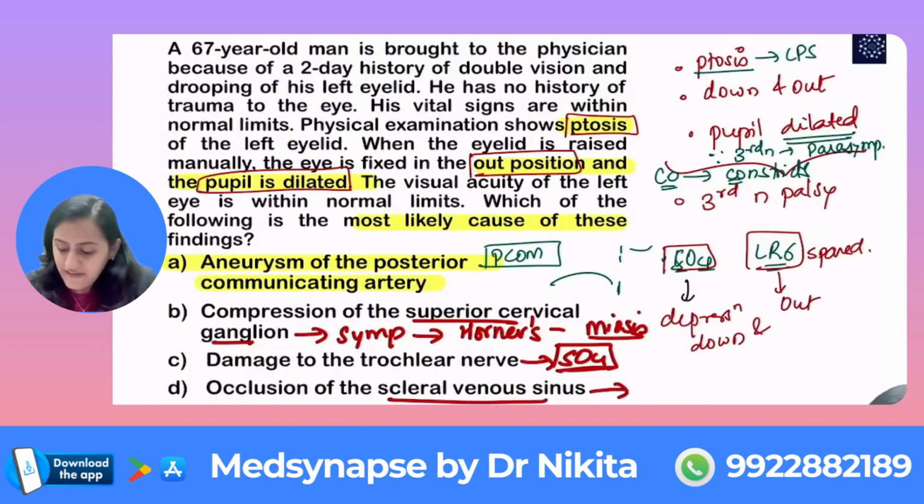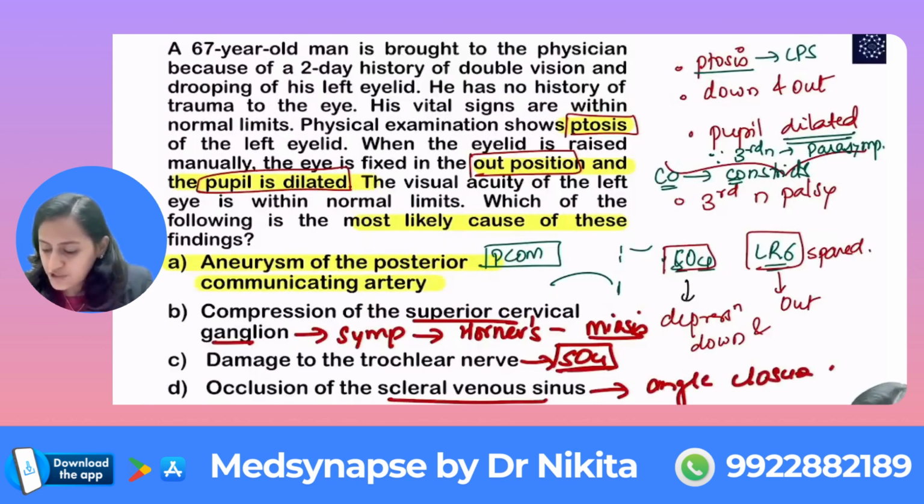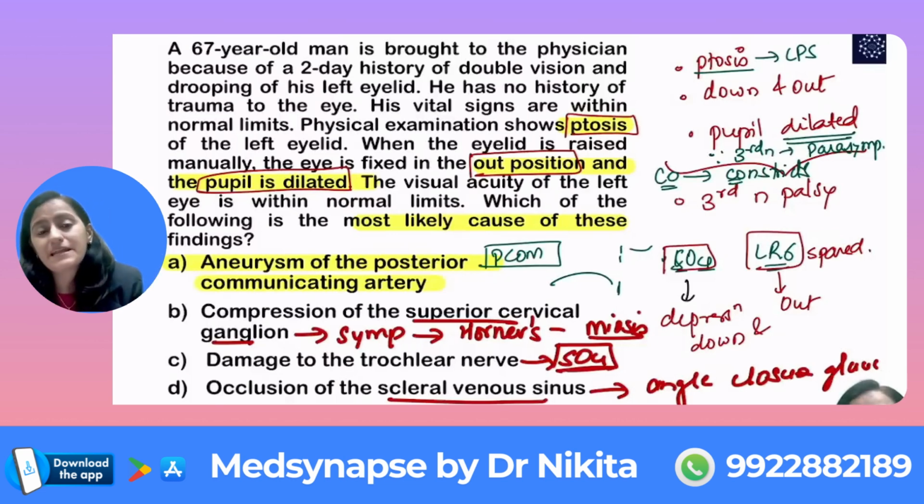Occlusion of scleral venous sinus, that is the canal of Schlemm. This is going to lead to angle closure glaucoma, which is an acute painful condition with a fixed dilated pupil. Right, it's an acute painful condition with a fixed dilated pupil. Red eye will be there. It is angle closure glaucoma.